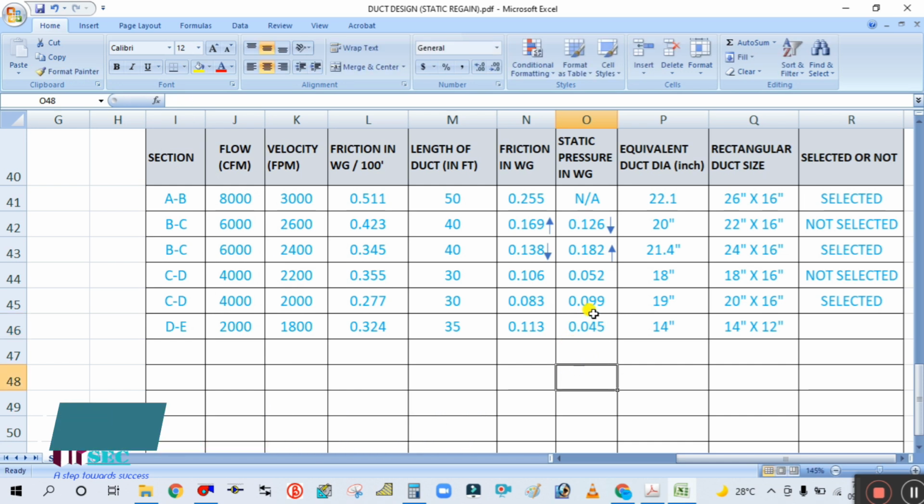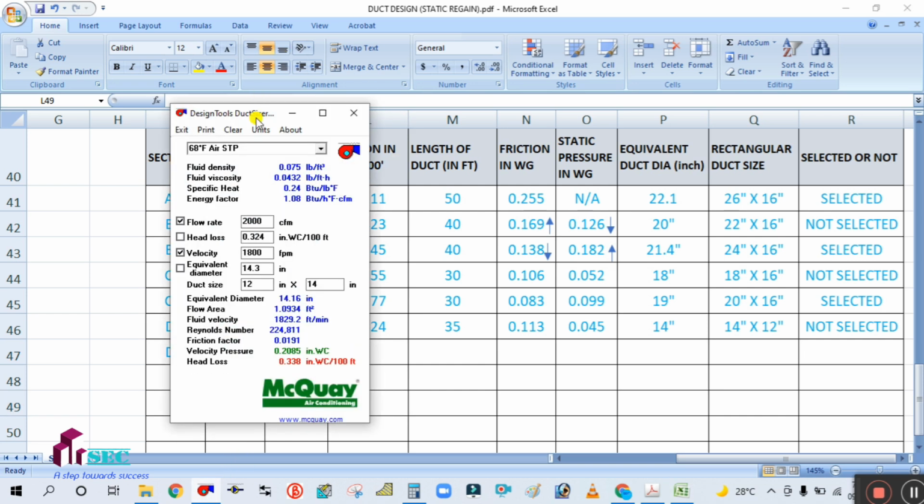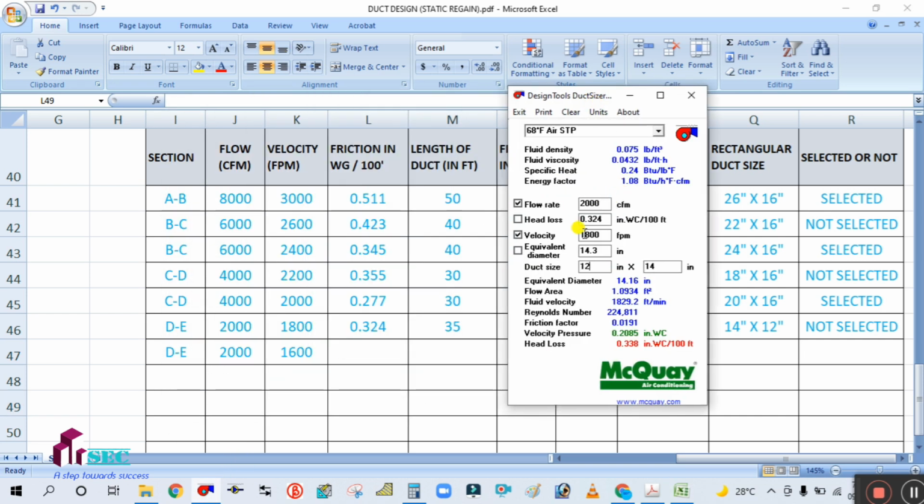0.045. That means the static pressure is less than the friction loss. Again this duct is not accepted. Here static pressure is less than the friction loss. We need to assume another velocity for D to E again, and the flow is 2000. Now we have to assume 1600 feet. Using these two values in the duct sizer, simply enter 2000 and change the velocity to 1600.